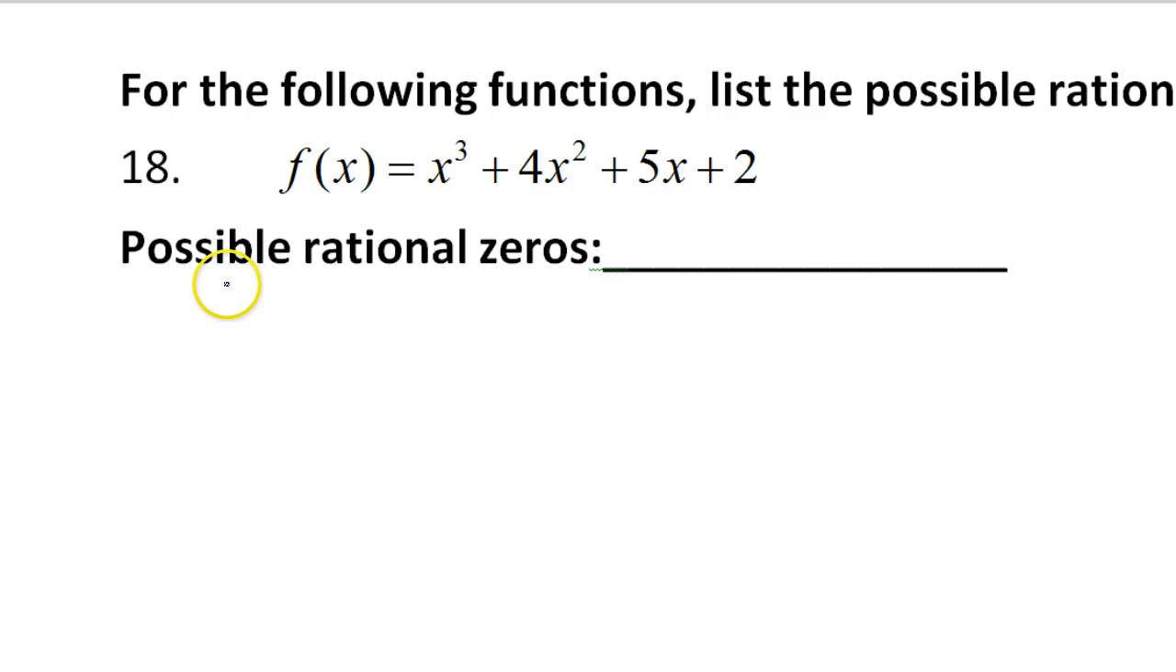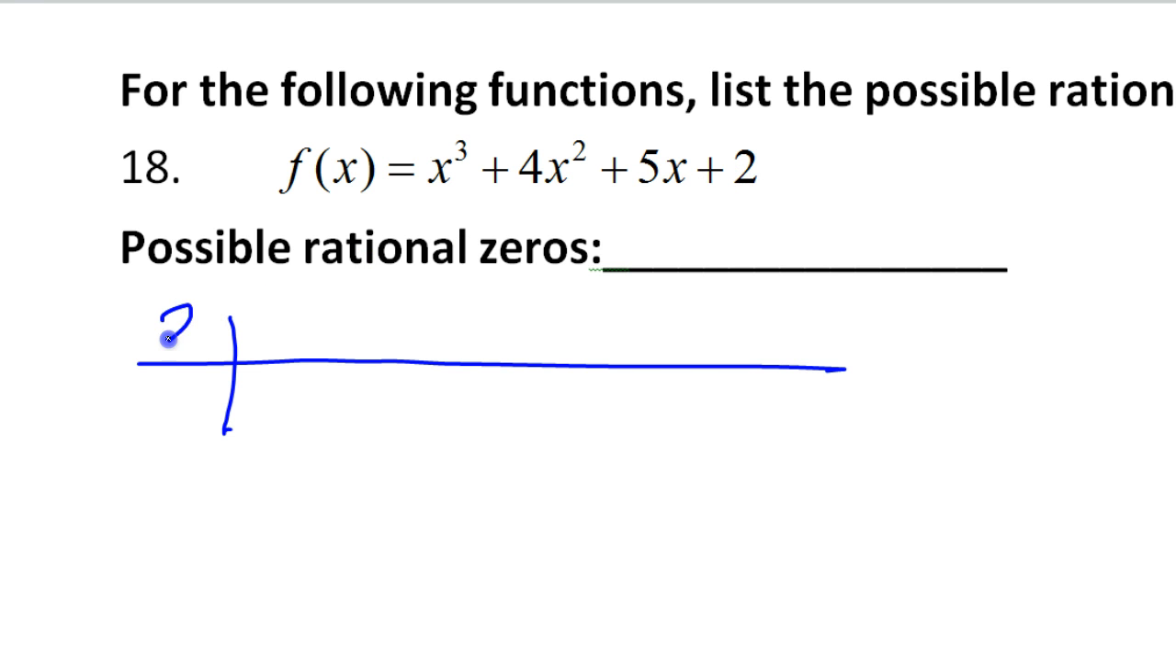Okay, when we talk about the possible rational zeros, the possible numerators all come from the constant term. I'm going to put n here for numerator, d here for denominator. The numerators are all going to come from the constant term, the 2. What are the factors of 2? Yeah, just 1 and 2, the only things, since 2 is a prime number.